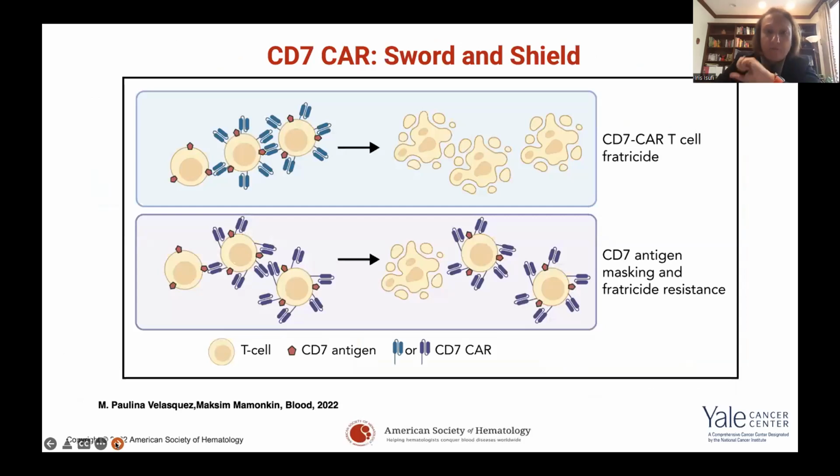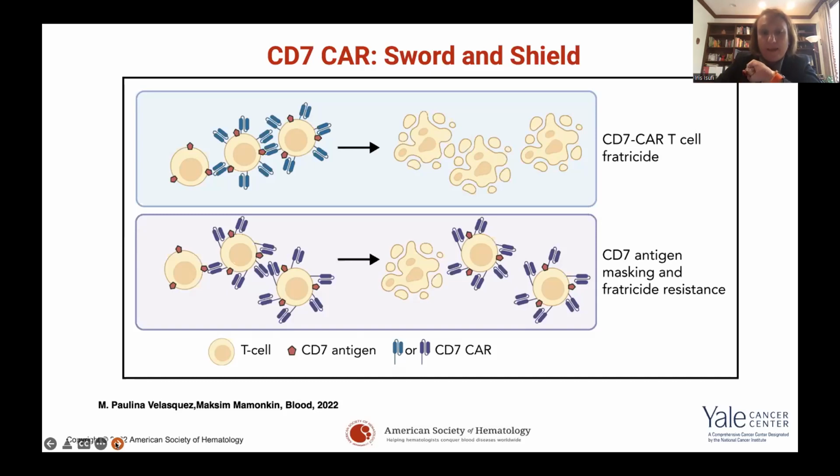And then finally, I'm going to switch gears to talk a little bit about T-cell and B-cell leukemia. So this was published in Blood this year. As we know, finding a target for T-cell lymphomas and leukemias has been challenging. CD7 is a very commonly expressed antigen, but it is expressed in the T cells, and there is concern that there's going to be fratricide.